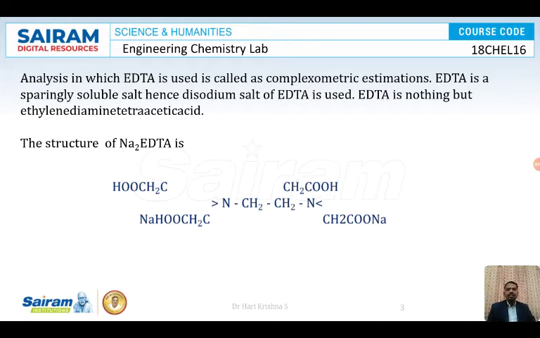We have already discussed the EDTA structure. Instead of using EDTA itself, we are using disodium EDTA. Why? Because EDTA is a sparingly soluble acid, therefore we use the disodium salt of EDTA, which is completely soluble in water. EDTA is ethylenediaminetetraacetic acid.